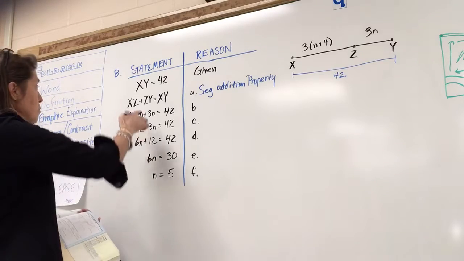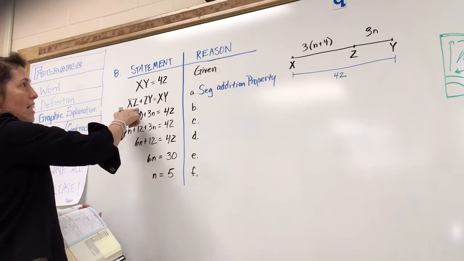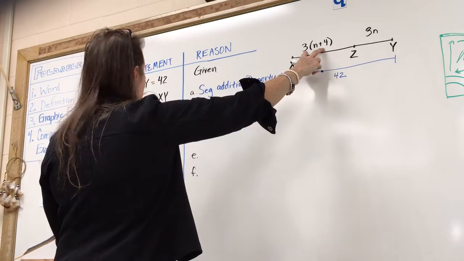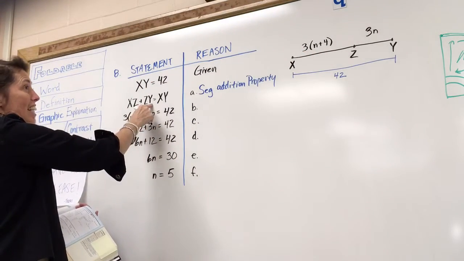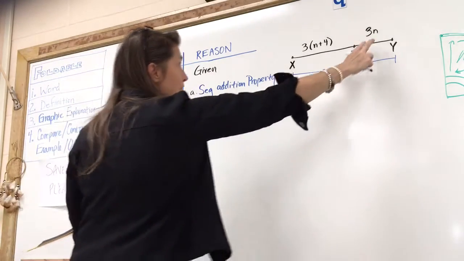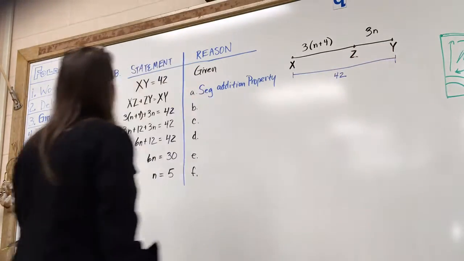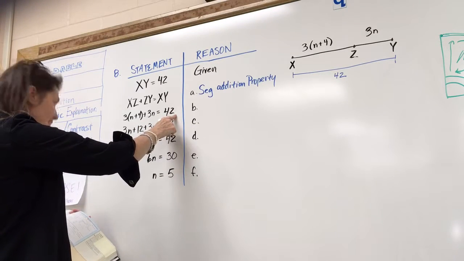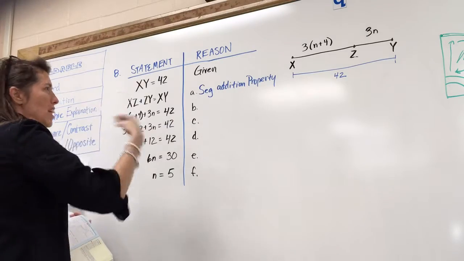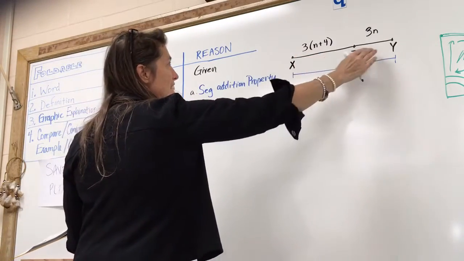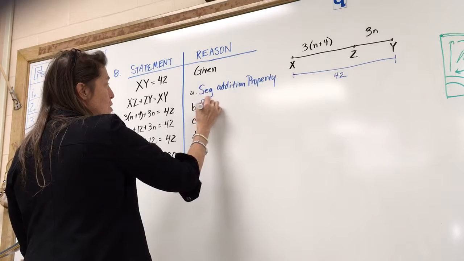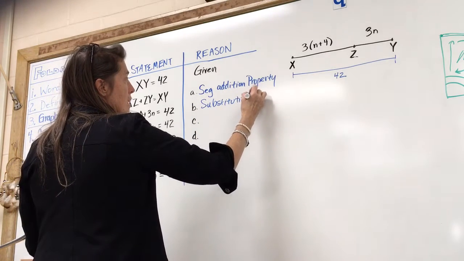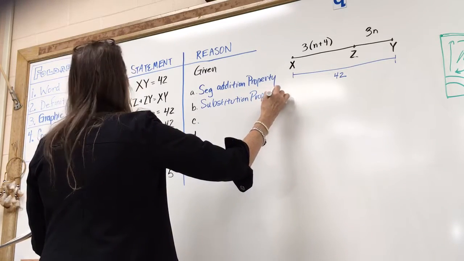All right, the next one. I am taking XZ and I am replacing it with the equation that they gave us for n. And I am taking ZY and replacing what they gave us for ZY. And I can set that equal to 42. And with that, I am just subbing in what I know for what I don't know. So this is just called the substitution property. Write that down.